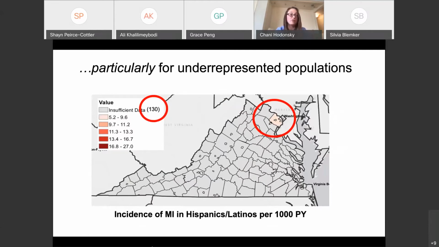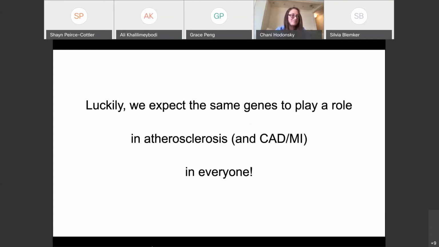Now, there's numerous ways to improve representation of all Americans in incidence rate measures, for instance, but I just wanted to provide this as a background in order to introduce an area of research where we measure risk factors the same way in everyone, which is genomics. So we expect the same genes, although not necessarily the same genetic variants, to play a role in atherosclerosis and CAD and other complex diseases in everyone.